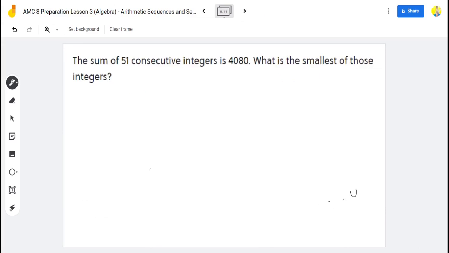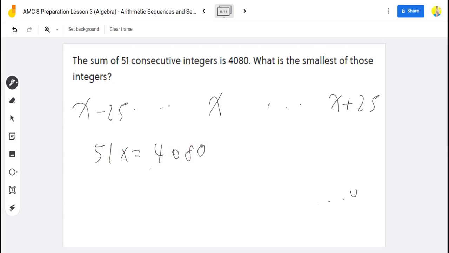The sum of 51 consecutive integers is 4,080. What is the smallest of those integers? Well, for this problem, we basically see that the middle integer is x. If we let the middle integer be x, then the largest integer will be x plus 25, and the smallest integer will be x minus 25. When we add them together, all the minuses and pluses cancel out, so we get that 51x equals 4,080. x equals 80, meaning that x minus 25 is just 80 minus 25, which is just 55.